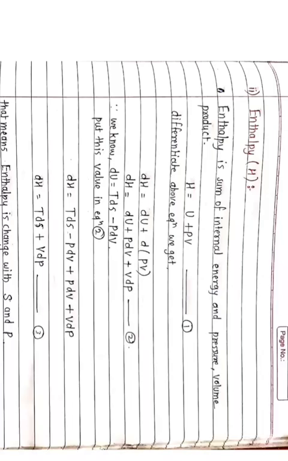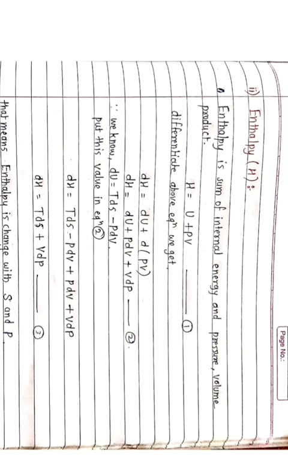Second potential is enthalpy, which is denoted by H. Enthalpy is the sum of internal energy and pressure volume product. Mathematically, H is equal to U plus PV. This is equation number first. Differentiate equation first. We get dH is equal to dU plus d of PV.